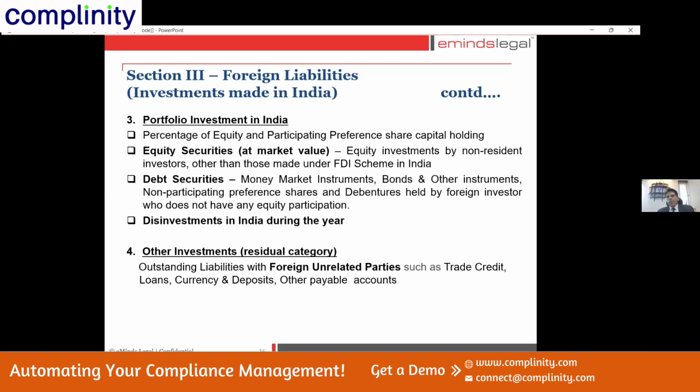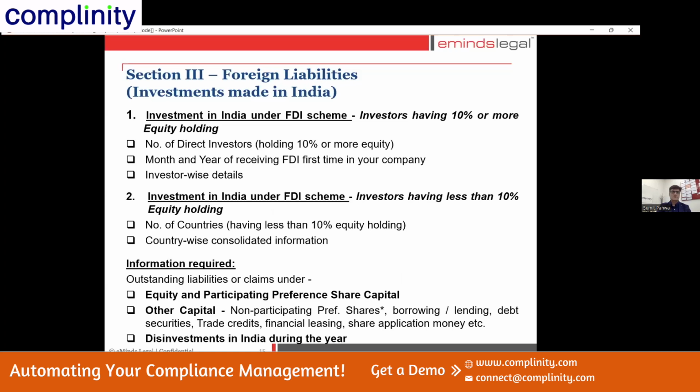Now, a very important point here. We've talked about foreign, now related parties and unrelated parties. So I'll go to the previous slide again. Here, in the first part, we mentioned 10% or more. You mentioned equity and participating preference shares, other capital disinvestments, etc. In the second case, investment in India under FDI scheme having less than 10% equity holdings. So this is on the basis of related parties.